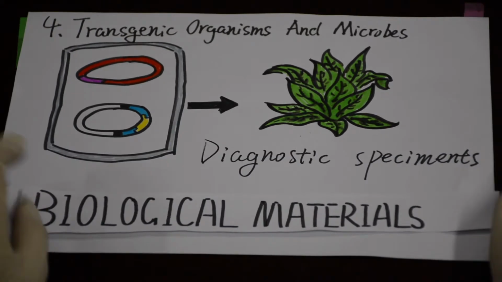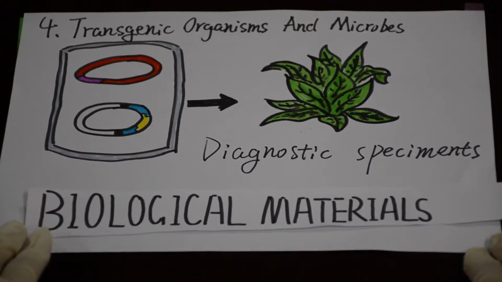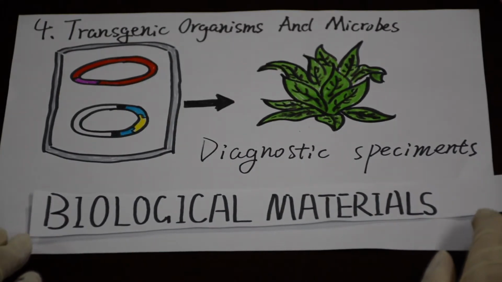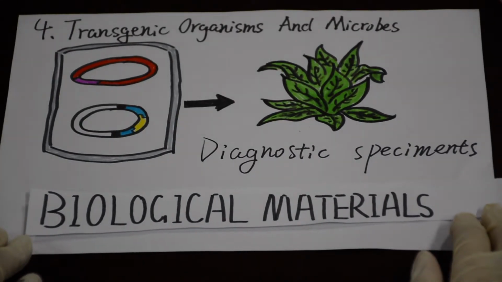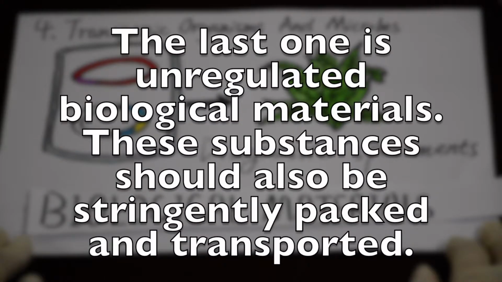The fourth one is transgenic plants and microbes. If they escaped into the environment during transportation, they would invade and play havoc with the natural ecosystem, or they would change the original genetic information of indigenous species. The last one is unregulated biological materials. These substances should also be stringently packed and transported.